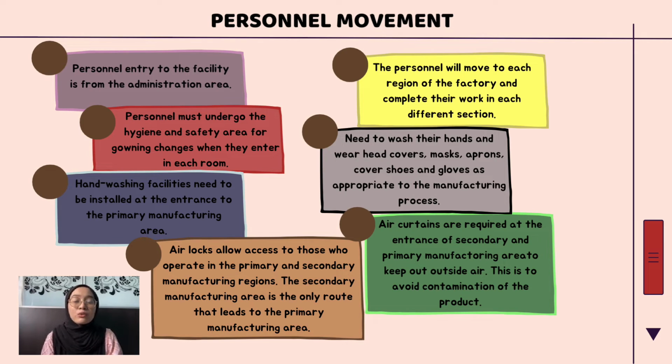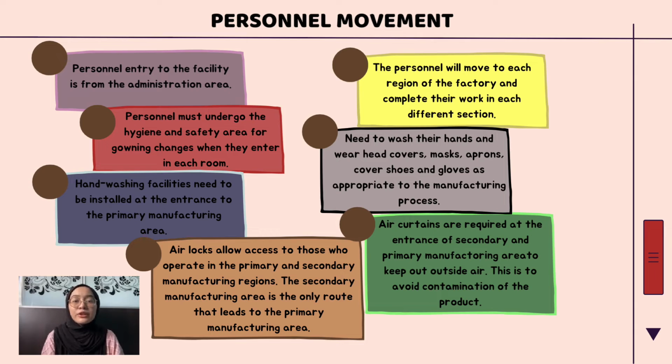room. They need to wash their hands and wear head covers, masks, aprons, cover shoes, and gloves as appropriate to the manufacturing process. Additionally, hand washing facilities need to be installed at the entrance to the primary manufacturing area in the pre-cooking area and near the packaging, sealing, and labeling rooms.